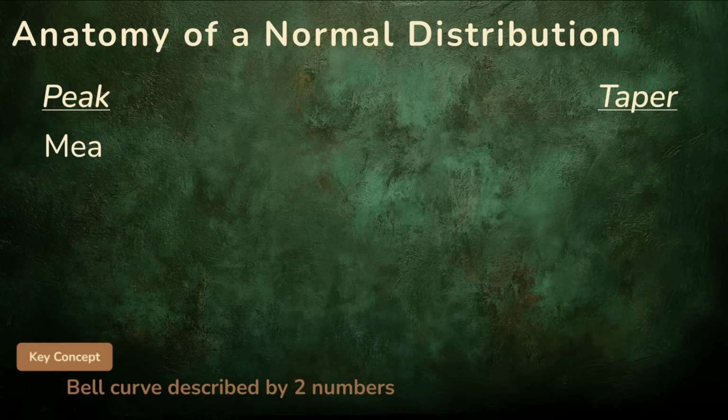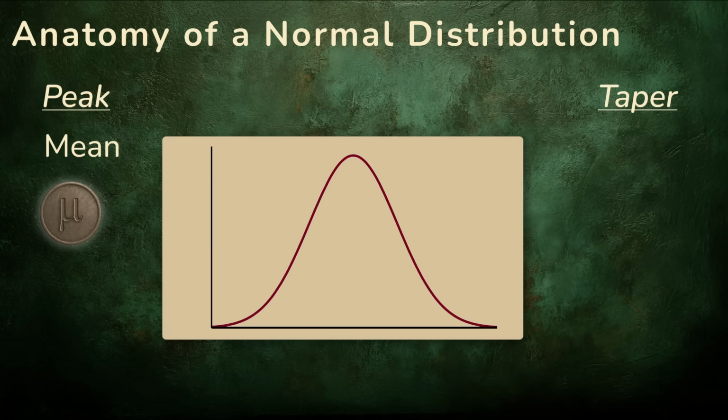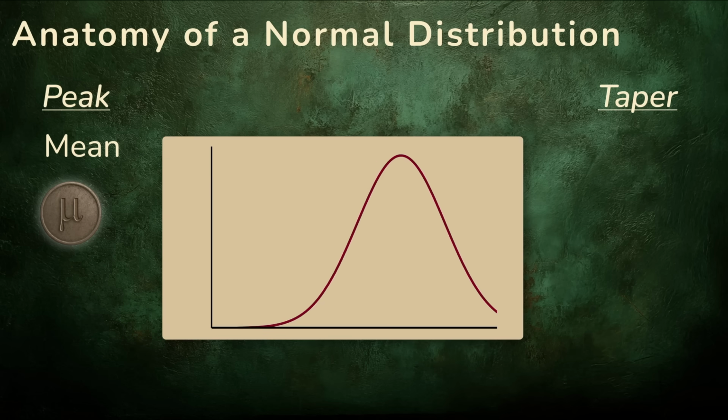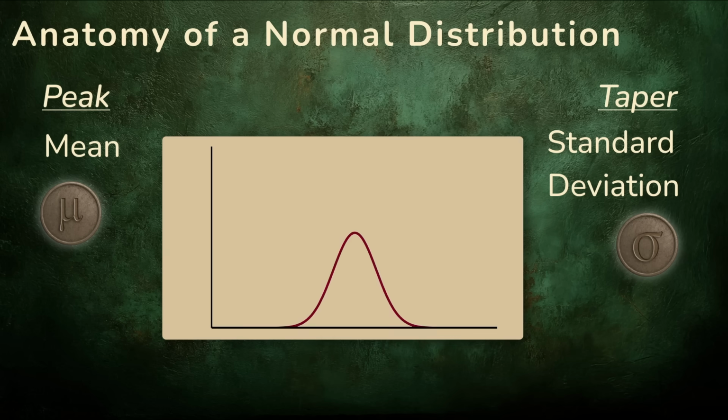The first is the mean, written with the Greek letter mu. This is the average, the center of the distribution. It tells us where the peak sits. The second is the standard deviation, written with the Greek letter sigma. This tells us how spread out the values are. A small standard deviation means the values are tightly clustered. The curve is tall and narrow, dropping off sharply. A large standard deviation means the values are more spread out. The curve is lower and wider with a gradual taper.